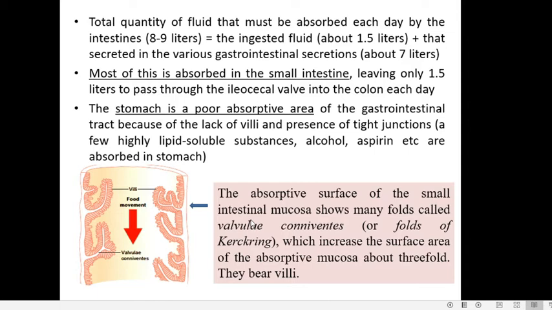And hence we can imagine how much the absorptive surface area will be increased. So this is the best possible mechanism by which surface area of absorption can be increased in the intestine, that is the presence of valvulae conniventes and the presence of villi on them.